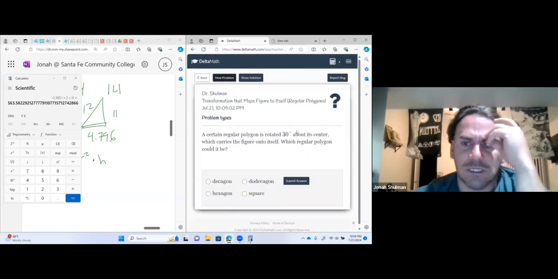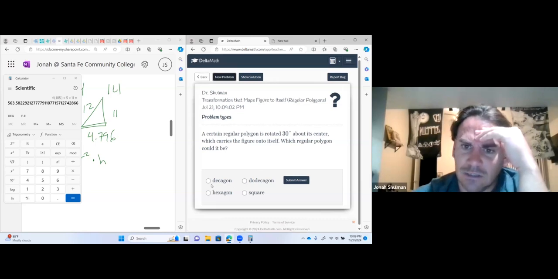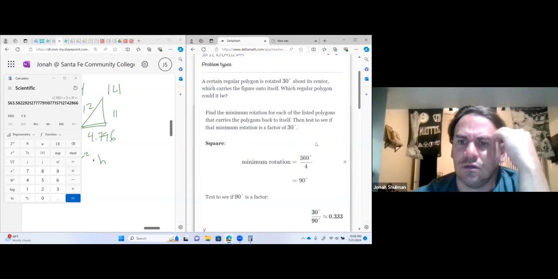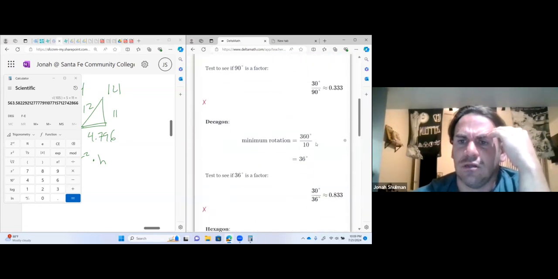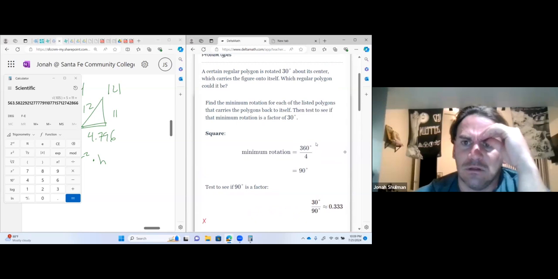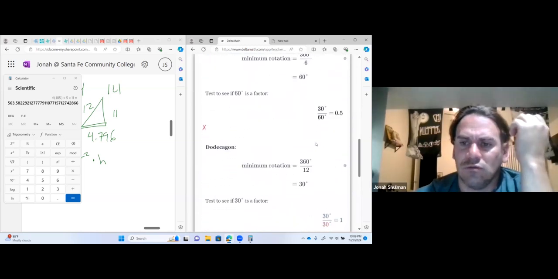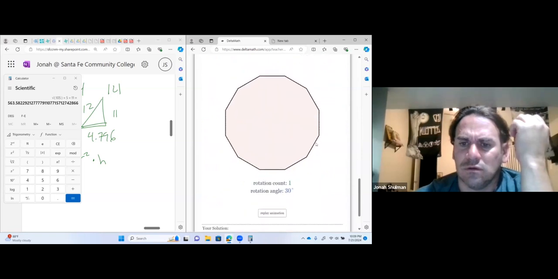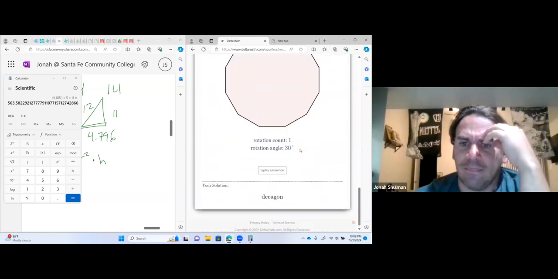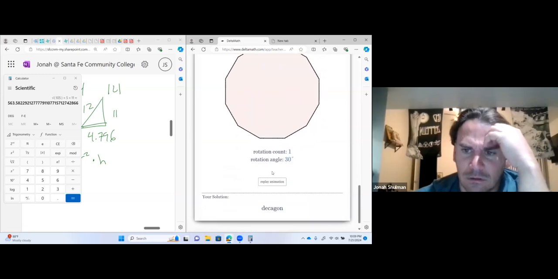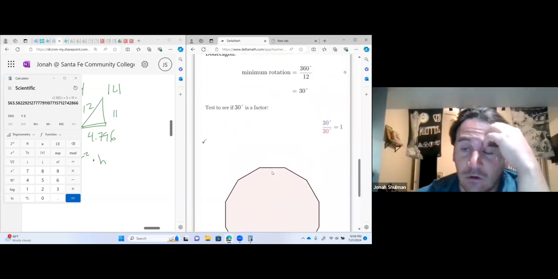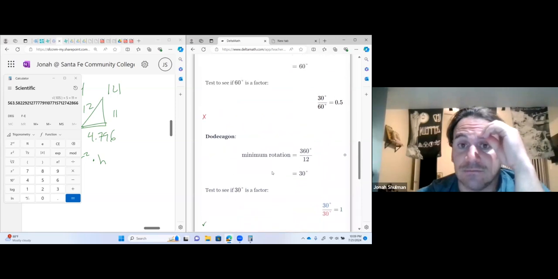A certain polygon is rotated 30 degrees about its center. I'm going to go with a decagon because it has 10 lines of symmetry. 36, yeah. Oh, we want which one's 30 degrees? Oh, it's the hexagon? No, which one is it? Oh, it's decagon. Oh, because decagon was 36.